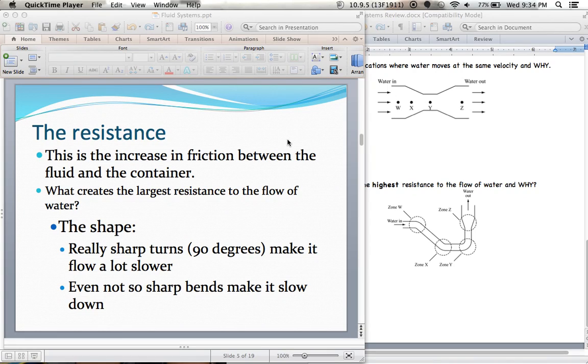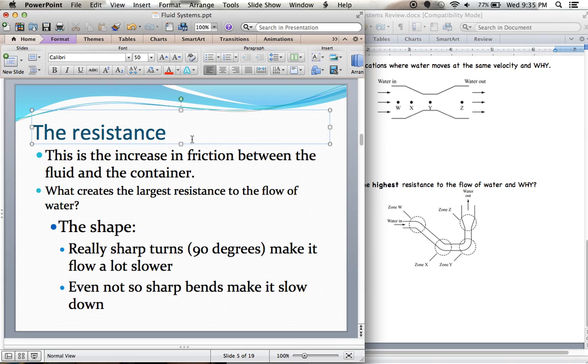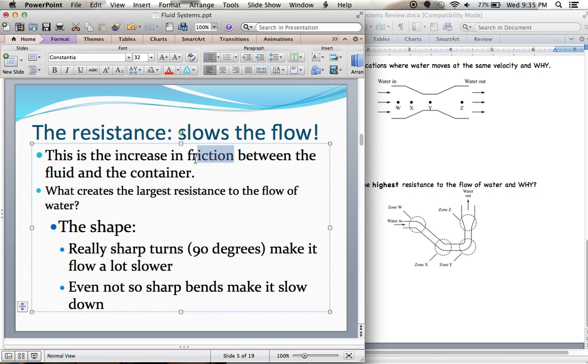Now we are going to check out the resistance, and the resistance is just like it is in electricity. It slows the flow, so let's add that. And that means that your fluids slow down when there's more resistance. It's just basically caused by friction, which is something that we haven't talked about a lot, but I know many of you are very familiar with. And it's caused by the surface of the container and the fluid touching.